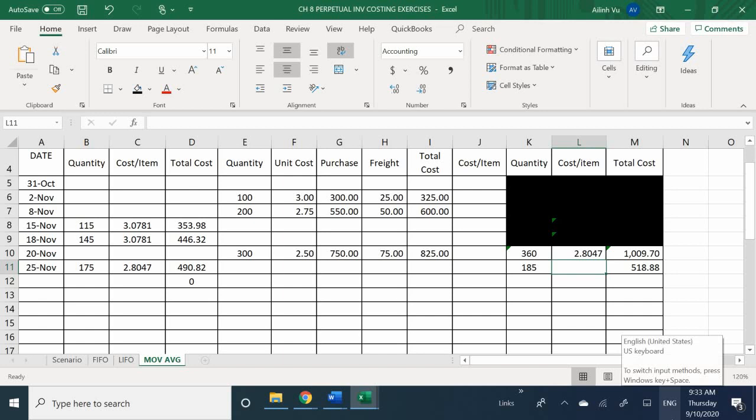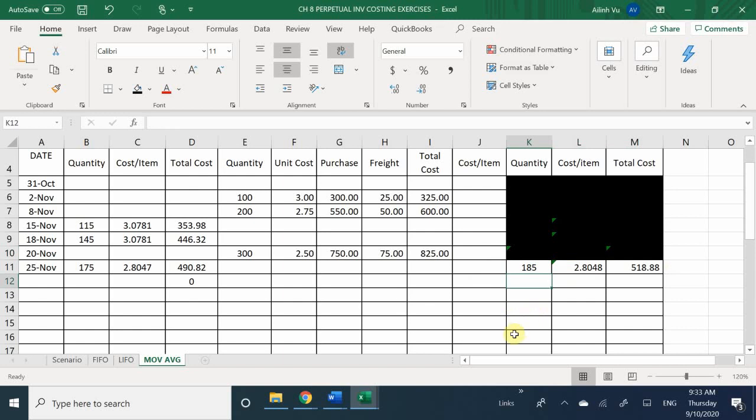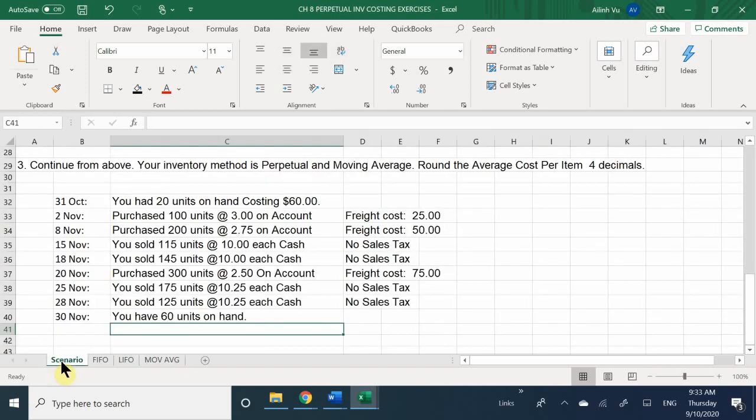So what's my new average cost per item now? 2.8047, but using 4 decimal points, 2.8048. Exactly, because the instruction says to round it to 4 decimal points. We're not cell referencing or using that long number. It says specifically what to do, so we're rounding to 4 decimal places. Good. All right, so what has happened next?